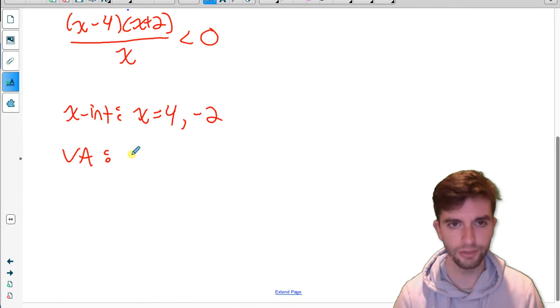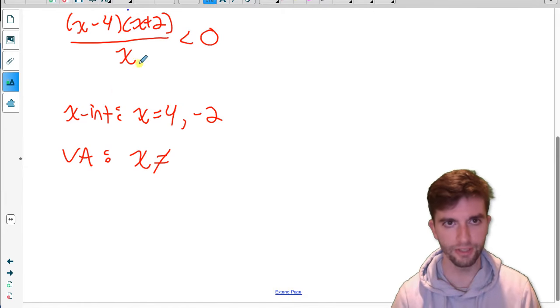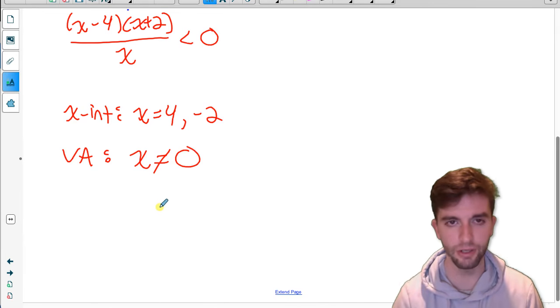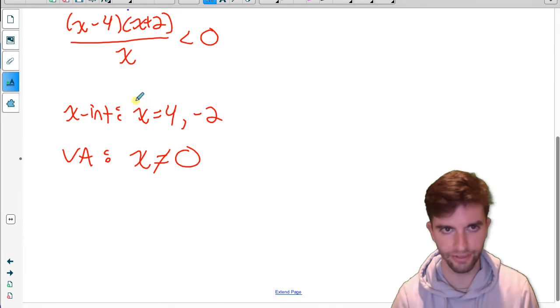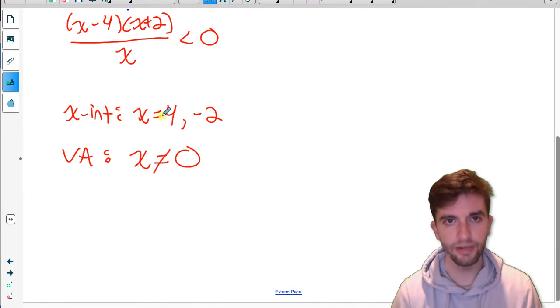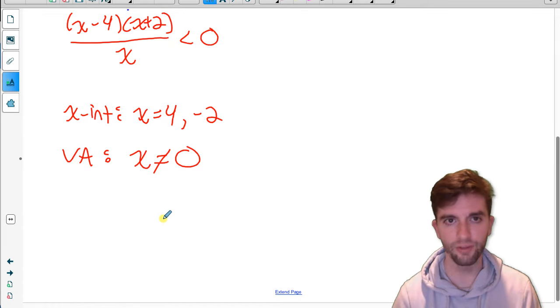And vertical asymptotes. Well, vertical asymptotes occur at x values that would make the denominator become 0. So what would make this denominator become 0? It would be 0. x can't be 0. If x was 0, we'd have negative 8 over 0. That's undefined. So these three values are the dividing points. These three values are the places where the function might switch from being positive to negative or vice versa.